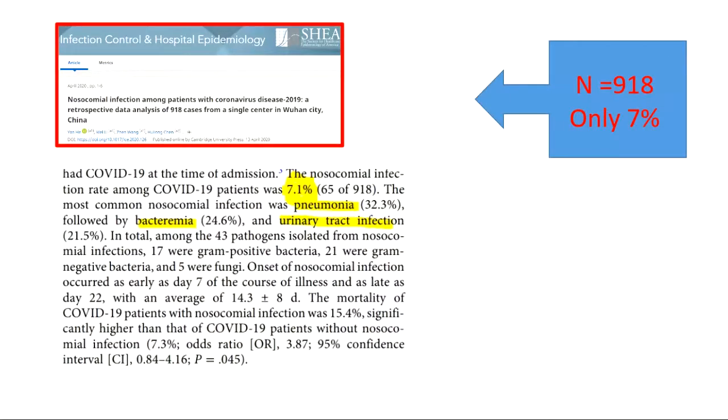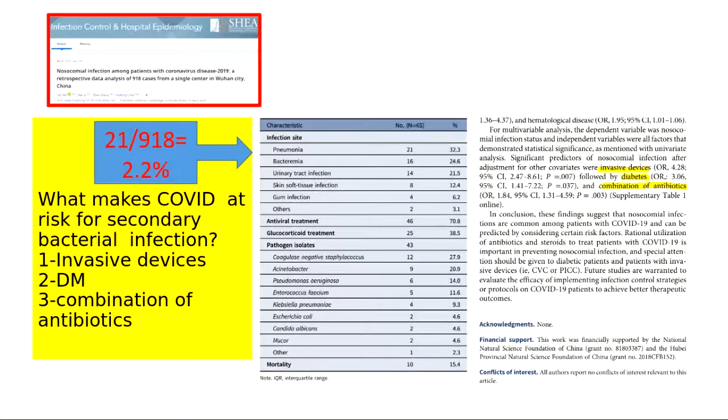Nosocomial infection among patients with coronavirus 2019, a retrospective analysis of 918 cases from a single center in Wuhan. Out of 918, they reported 7% had bacterial infection. Now, look carefully. Some were pneumonia, some were bacteremia, some were UTI. The UTI is not part of bacterial infection of the lung. It's because of your Foley catheter. The bacteremia is not part of the viral infection of the lung. It's because of the central line. And they proved that in a retrospective review.